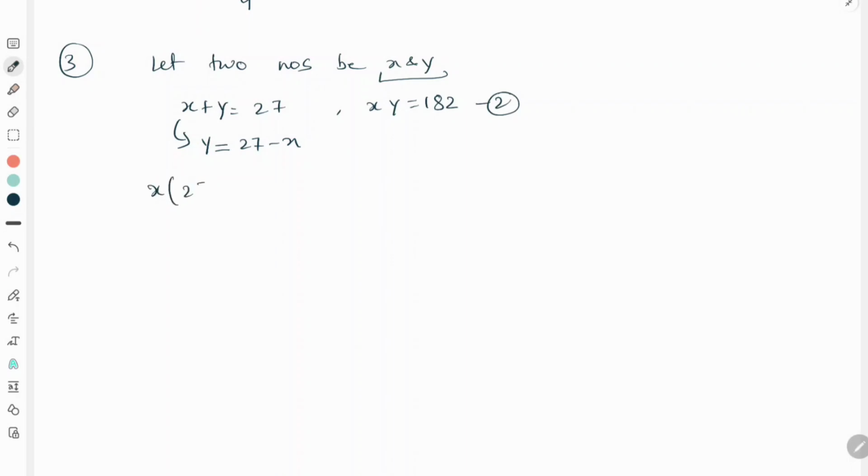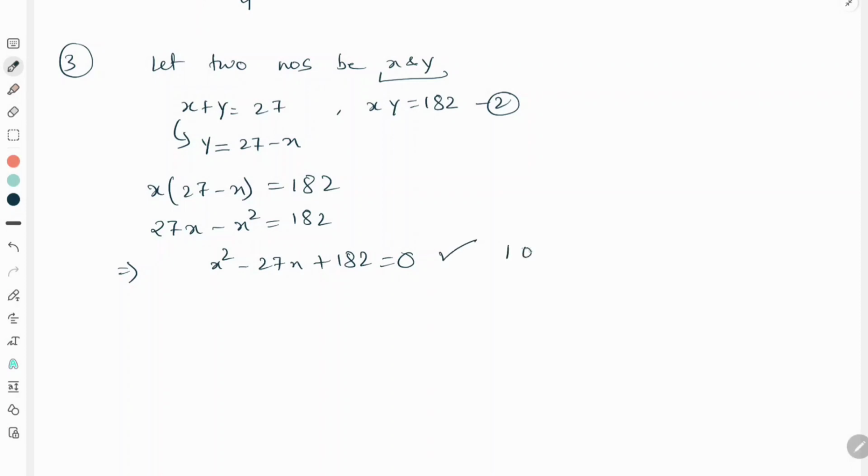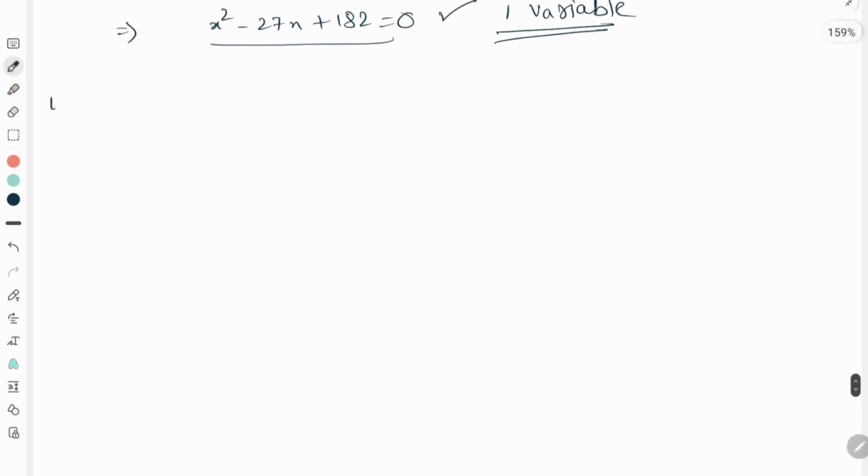So we can write y as 27 − x, so x(27 − x) = 182. Then it will become 27x − x² = 182. We can rewrite it as x² − 27x + 182 = 0. So now we have a quadratic equation in one variable. Hence we can find the roots of this equation using the splitting the middle term method. You can find the roots of this equation by yourself.